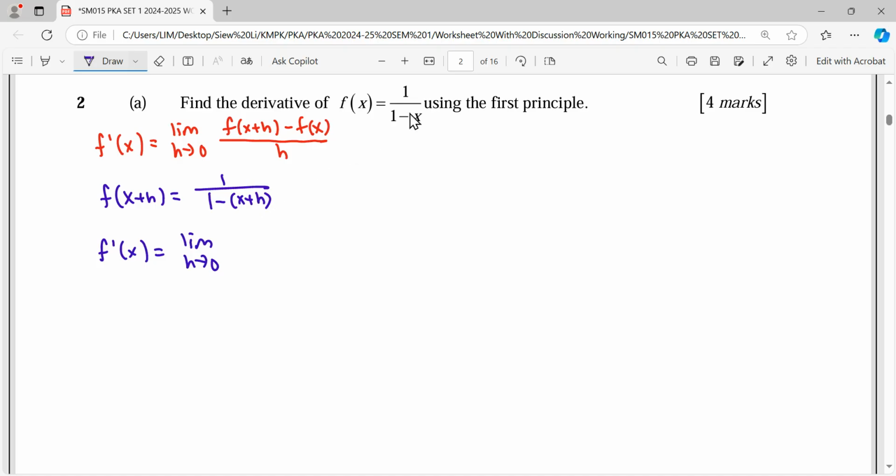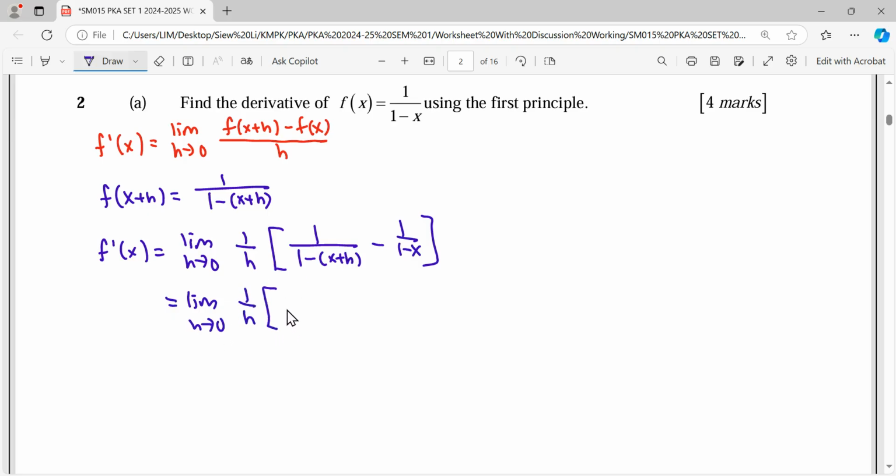As your function here is a rational function, we recommend you factorize out h, so that for the remaining part we just operate f(x + h) minus f(x). To operate two rational functions, we will get the same denominator. So to get the same denominator, you cross multiply for these two denominators. So this one will be times 1 minus x, and then this one will be times this.